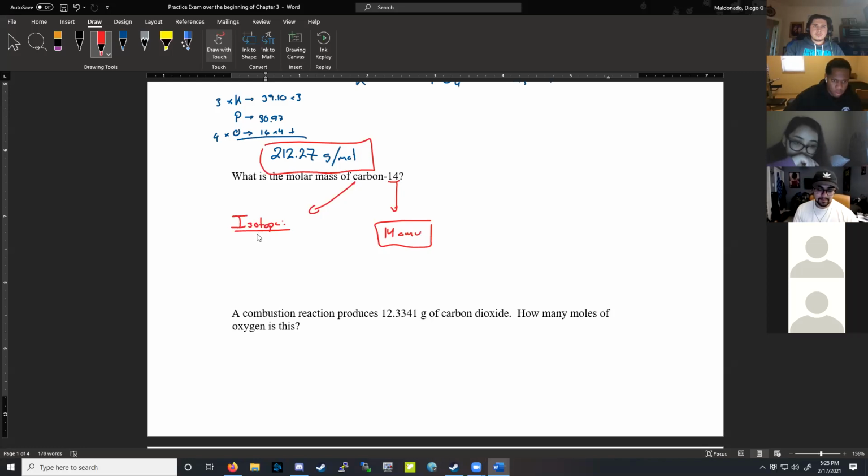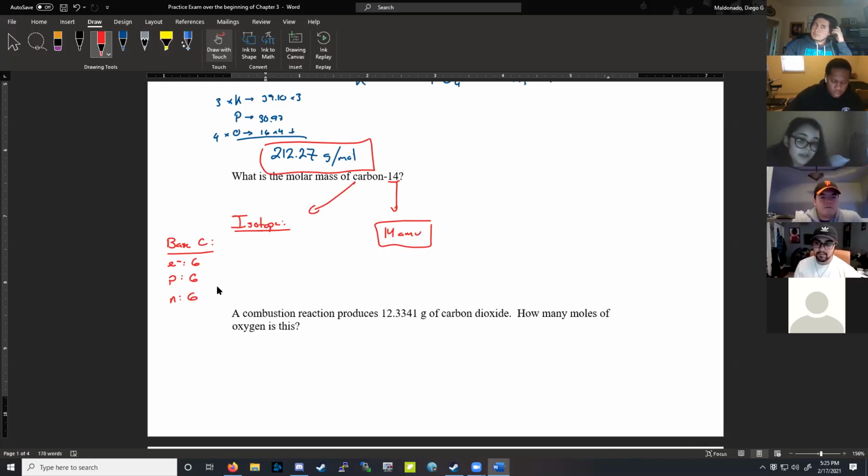6, right? So if we were doing base carbon, our electrons, our protons, and our neutrons, we have 6 electrons, 6 protons, and 6 neutrons. Where do we get our atomic mass from? The sum of protons and neutrons. So what does this number give us? 12, right? Mass 12.